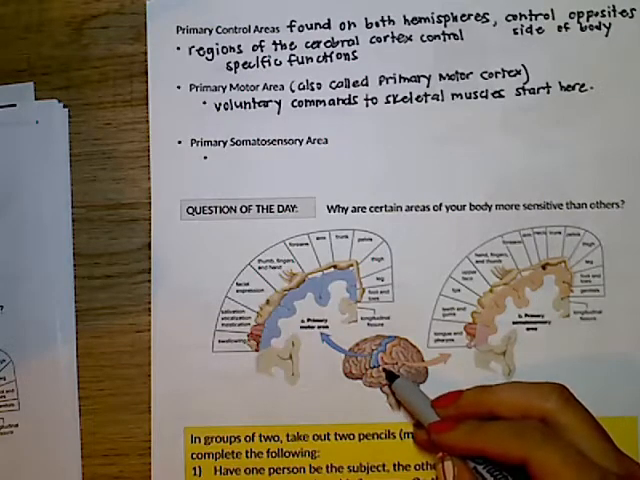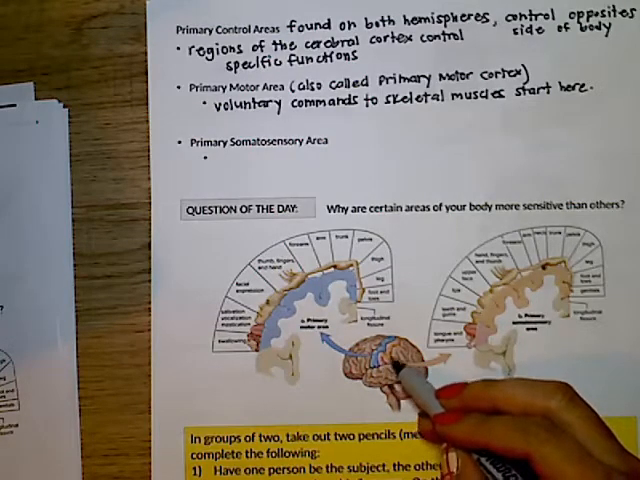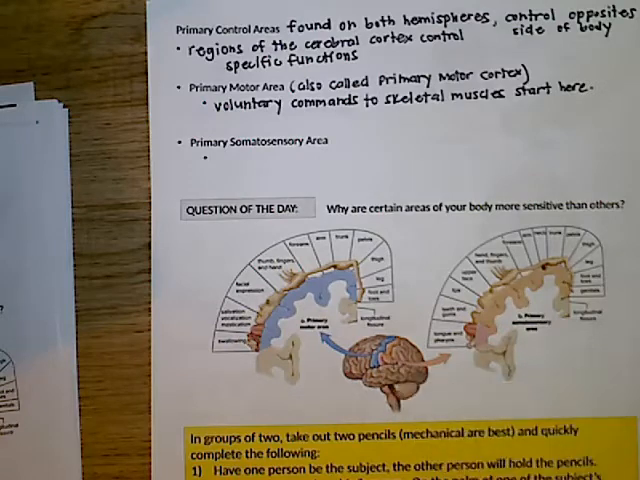Then the primary somatosensory area that you're looking at here on the brain gets sensory info from the skin and skeletal muscles. That's where it arrives and it is processed there.